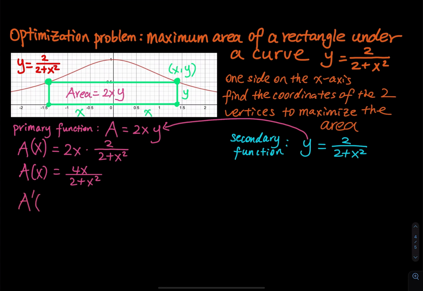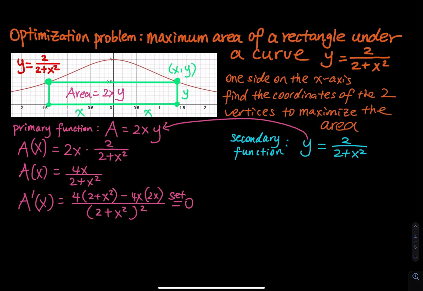So take the derivative. This one will be a quotient rule. For the quotient rule, we always square the denominator. That is 2 plus x squared, and then we square it. The derivative of 4x is equal to 4. We copy the denominator, and then minus 4x times the derivative of the denominator, which is 2x. Then we set this equal to 0 to look for what x value gives you a horizontal tangent.